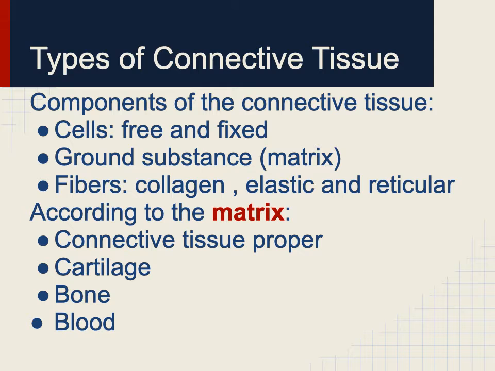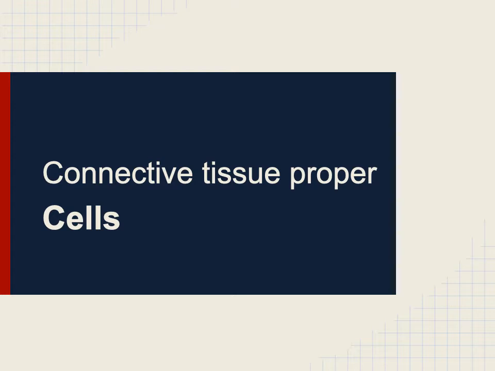According to the consistency of the matrix, the connective tissue is classified into four types. In the connective tissue proper, the matrix is soft. If the matrix is firm, it gives rise to cartilage. If the matrix is solid, it forms bone. When the matrix is fluid, it forms the blood. Here we are going to talk about the connective tissue proper.